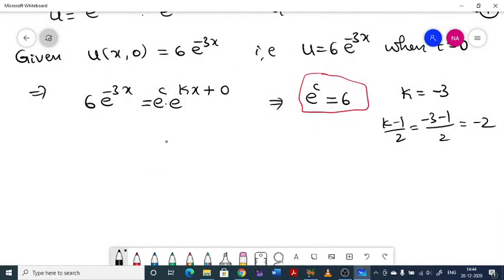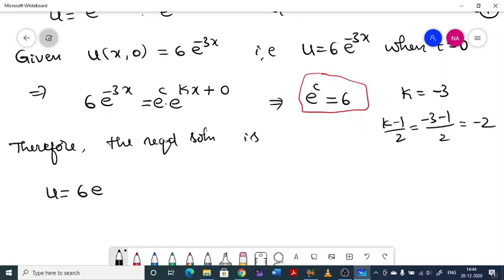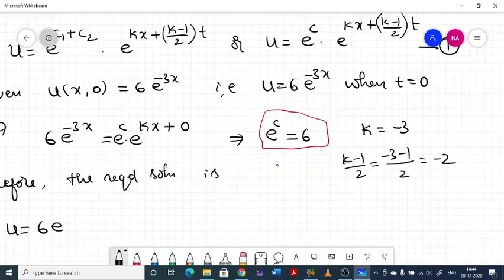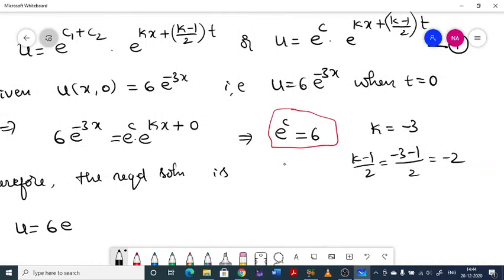Therefore the required solution is u equal to 6 e power kx, that is minus 3x, plus k minus 1 by 2, that is minus 2t. So this is the required solution.